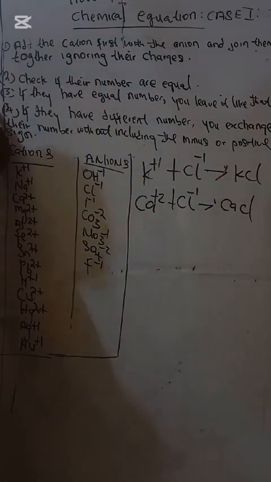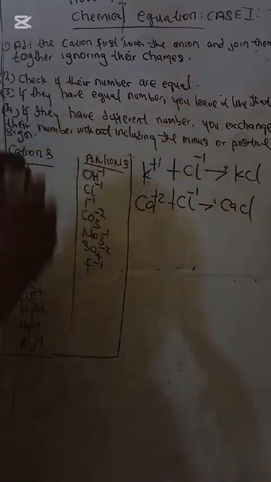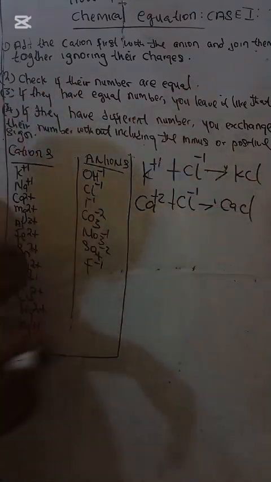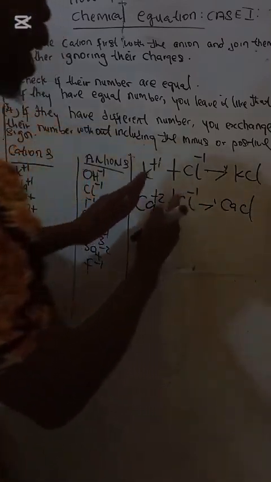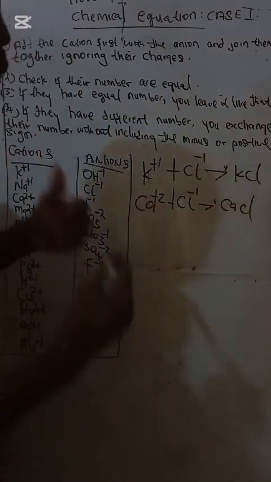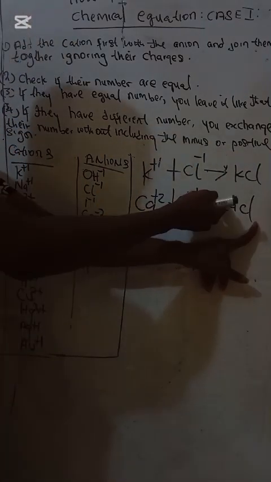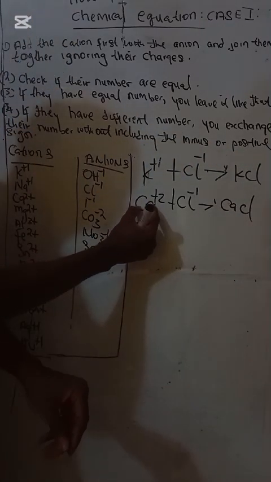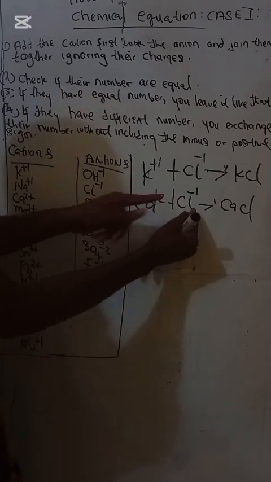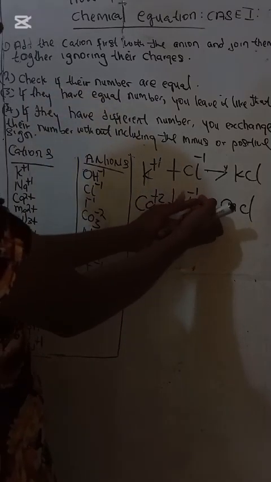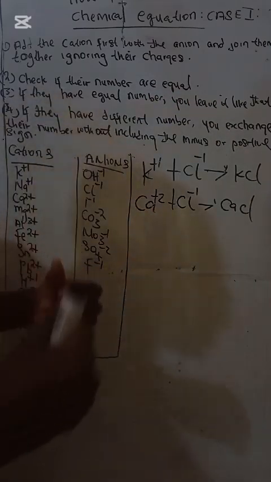This will now take you to rule number 4, which says that if they have different numbers, what you will do is exchange their numbers without including the charges. What does that mean? Because they have different numbers, they will exchange. Cl will receive 2 from Ca, because Ca has 2. So Ca will transfer its 2 to Cl, while Cl will transfer its 1 to calcium. Do you understand? That's what I mean by exchanging.